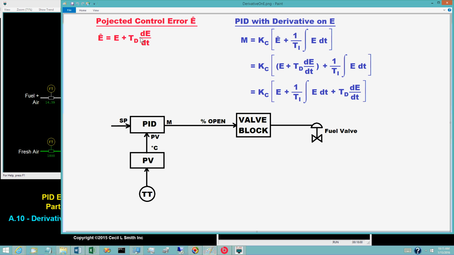At a point in time, two items of information are available for the control error E. Number one, its current value. Number two, its rate of change, or dE/dt. The current rate of change in the control error E can be used to predict future values for the control error E. The projected control error E hat at one derivative time in the future is E plus T sub D dE/dt.